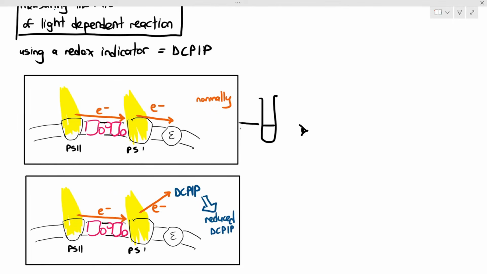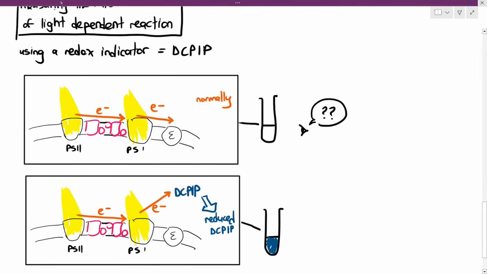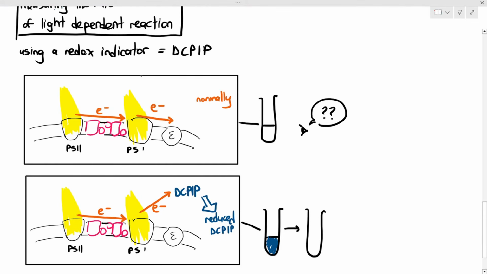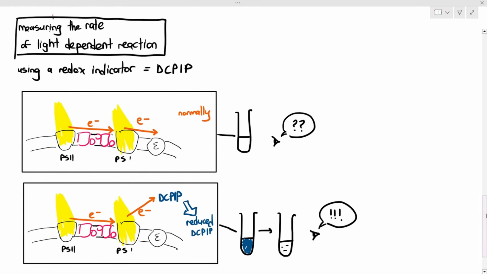So in the test tube, if there's no DCPIP, we can't see the reaction taking place. But when there is DCPIP, we can actually see the reaction turn from blue to colorless. And obviously, the faster it becomes colorless, what does that tell you? It tells us that the rate of light-dependent reaction is very fast.